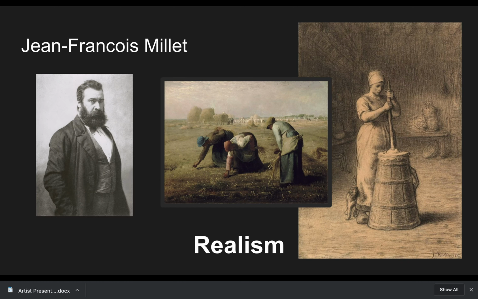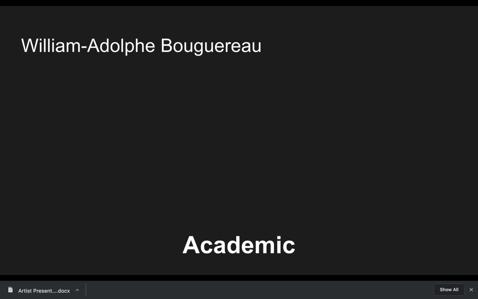Millet, Jean-Francois Millet, was a realism artist, so he would paint scenes of the real world. So no longer was he interested in painting scenes of courts or kings or things like that. He wanted to paint real people, real workers doing real things in their lives.